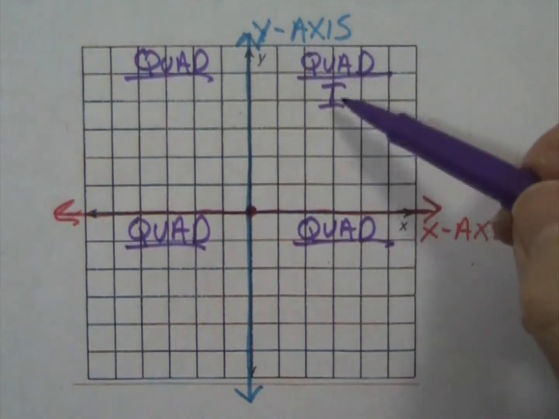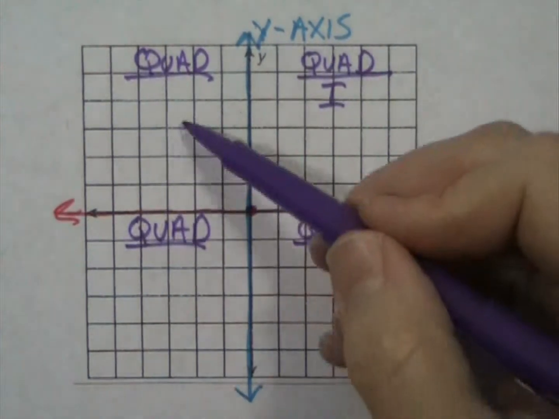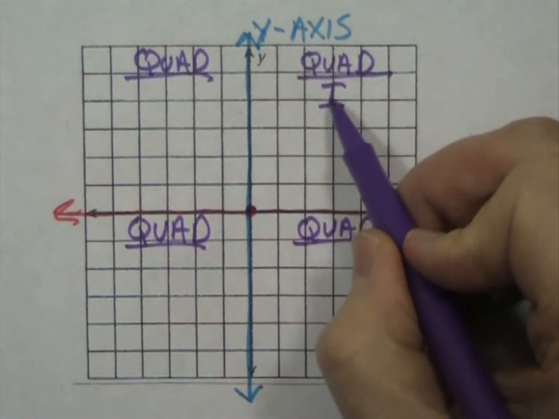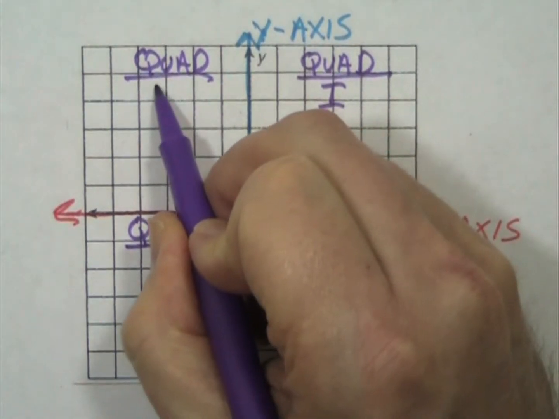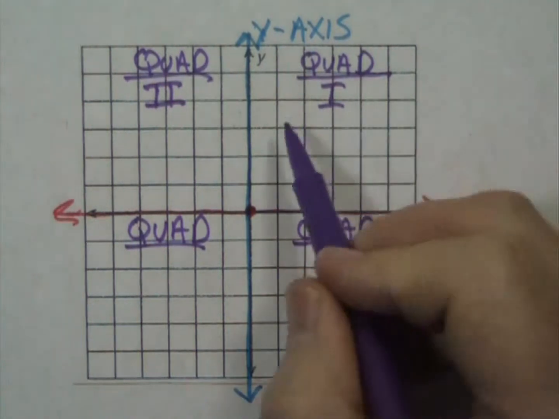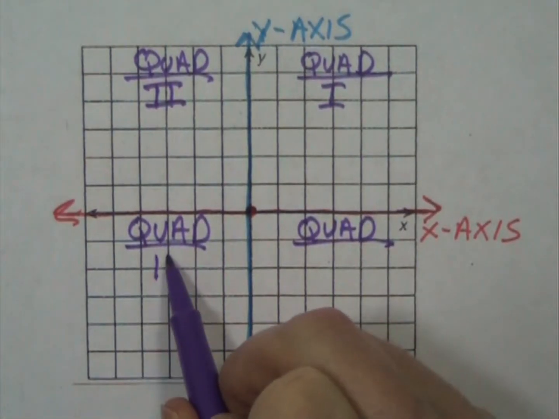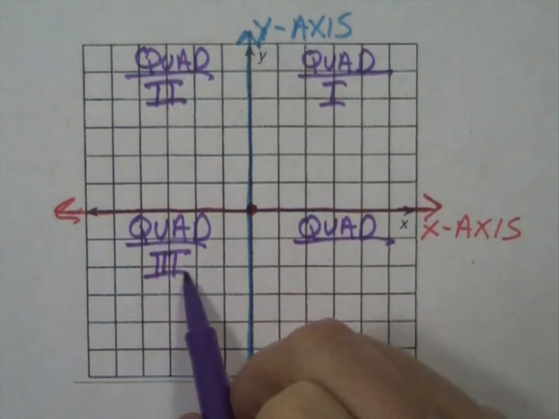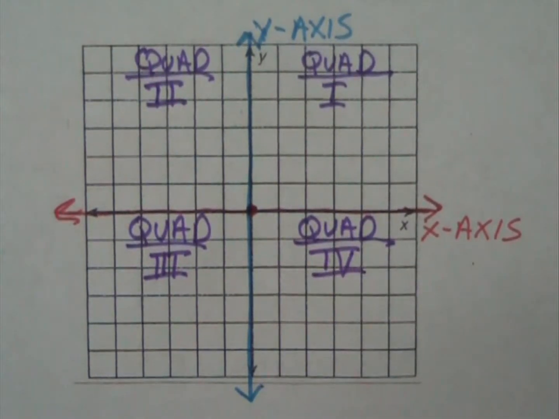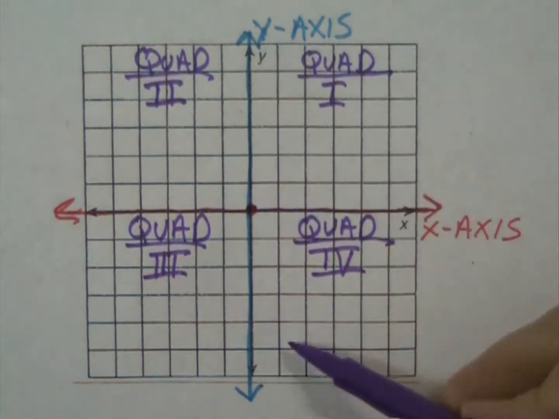And normally you would think that it would go clockwise, 2, 3, 4, but that's not the case. What it is, it's going counterclockwise. This is quadrant 1. This one is quadrant 2. And we usually use Roman numerals for that. This is 3. 1, 2, 3. And this is 4, an I and a V. So it's going counterclockwise.